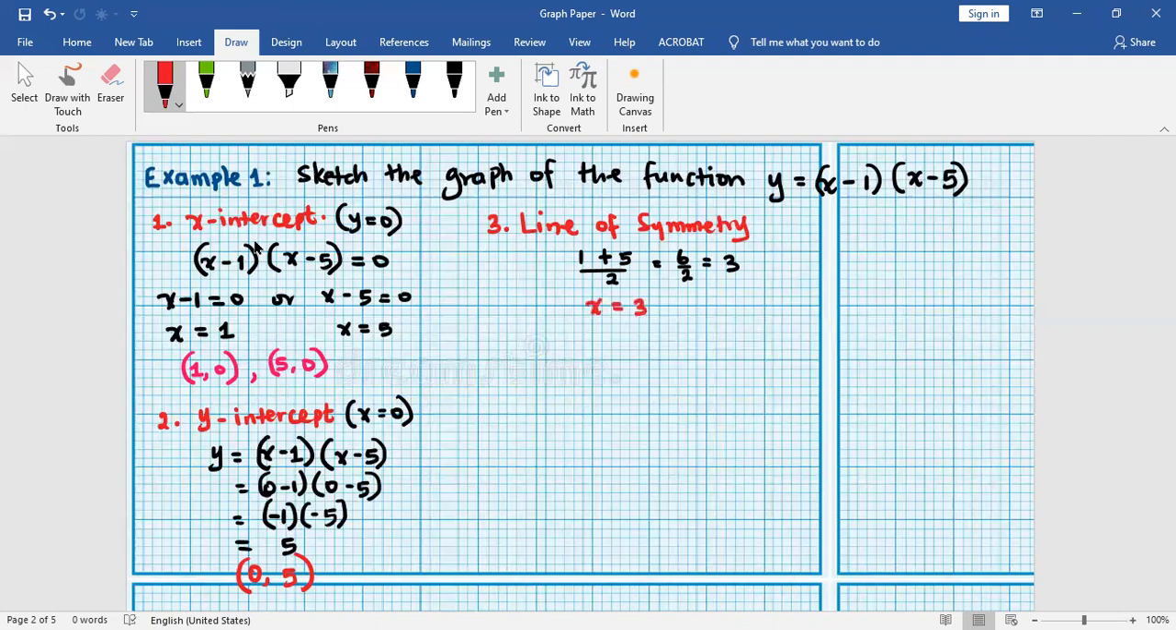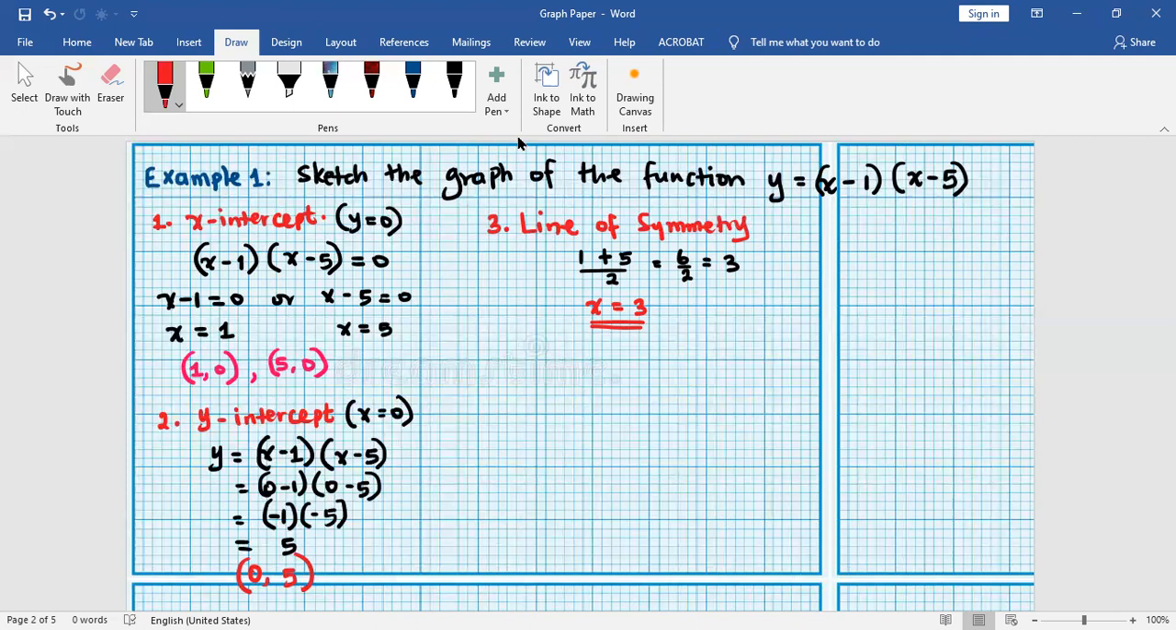So the line of symmetry will be at x equals 3. By the way, sometimes you may be asked to write the equation of the line of symmetry. When we say write the equation of the line of symmetry, you know that we say x is equal to, so x is equal to 3. When you get the x-intercepts, you add them and divide by 2. What you get is the line of symmetry, and the equation, we write it as x equals 3. Okay, now we have finished the line of symmetry.